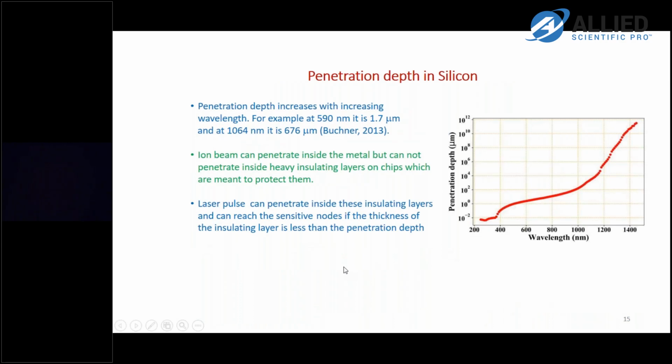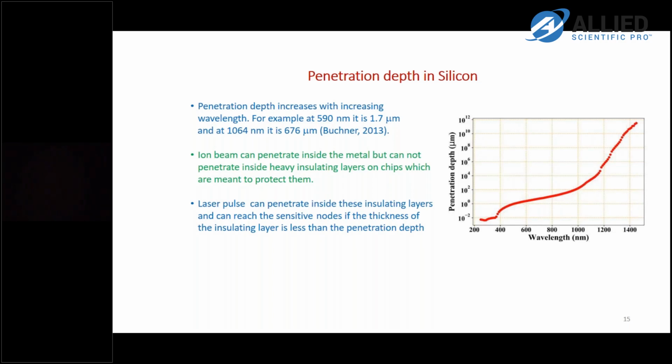So let's look at the penetration depth in silicon. It turns out the penetration depth increases with increasing wavelength. So here in the UV, you have very low, this is in micron, less than 1 micron. And then when you get to near infrared, say 1030 nanometer, you have a few hundred micron. In case of 1064 nanometer, the neodymium YAG laser wavelength, it is 676 micron, and for 590 nanometer, it's only 1.7 micron.